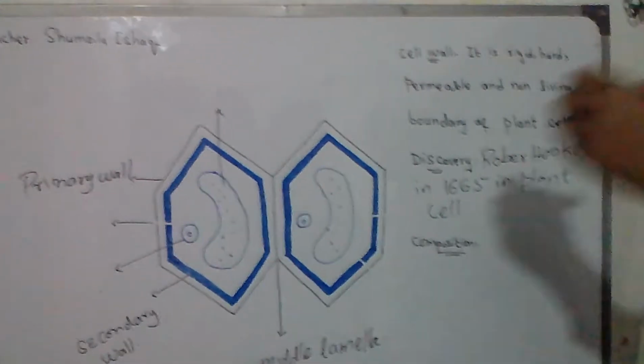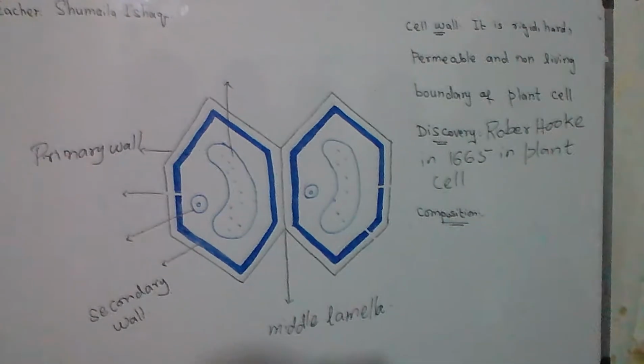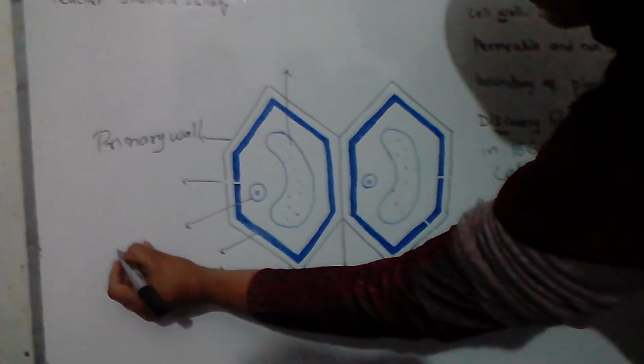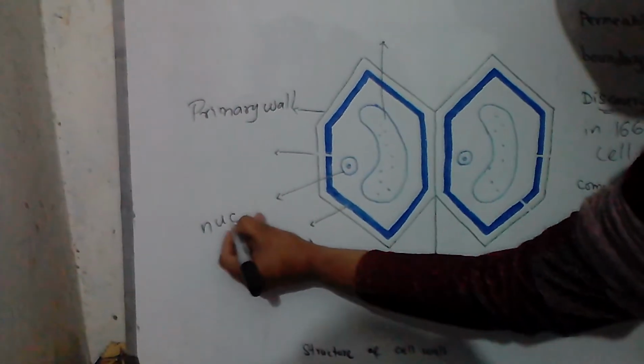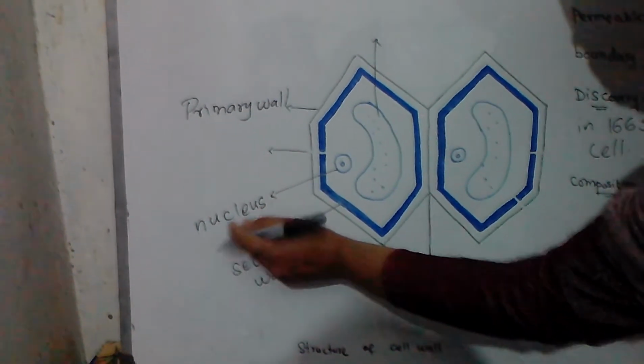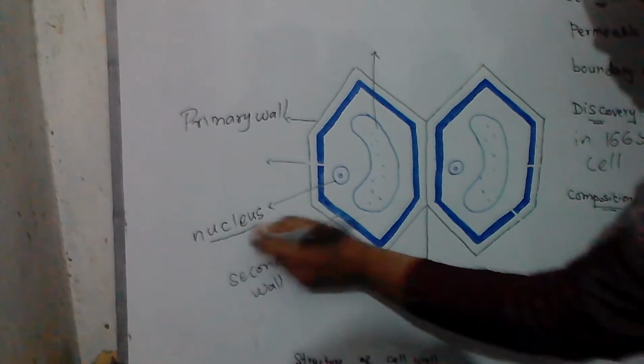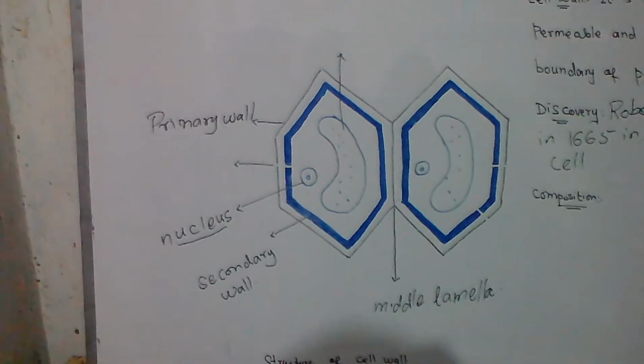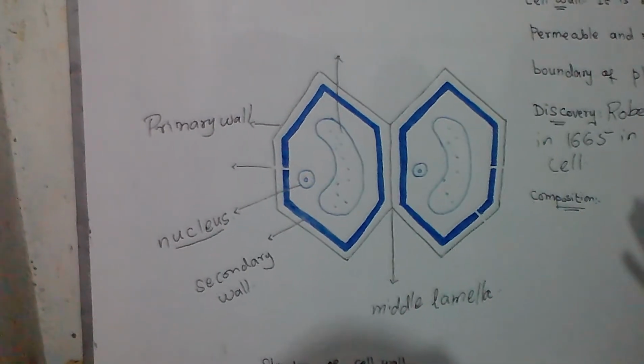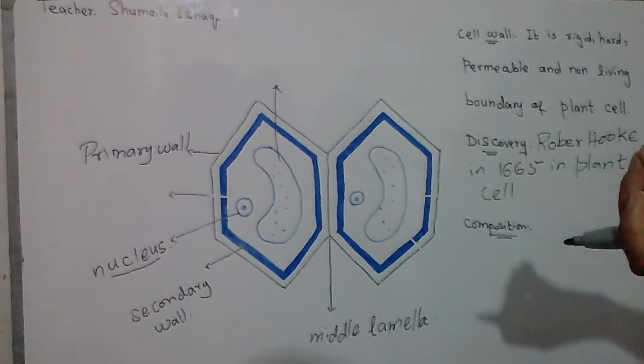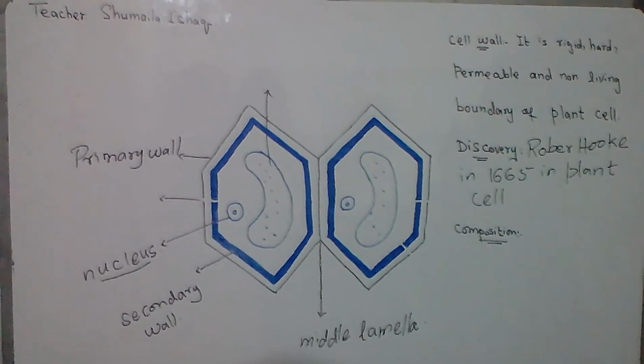Then it has a nucleus. The nucleus, as we already know, is a very important component or organelle of the plant cell. The nucleus controls the entire cellular functions.